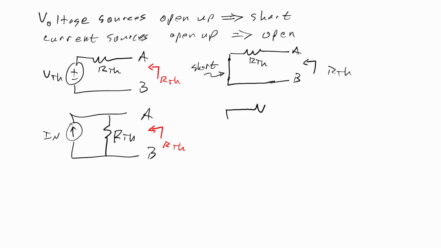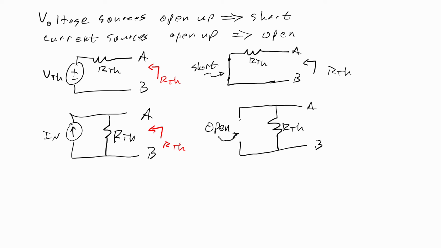Let me make sure and just erase what I need to erase. So I would draw it as opened up. Pin A and B. We have RTH, and that's an open.